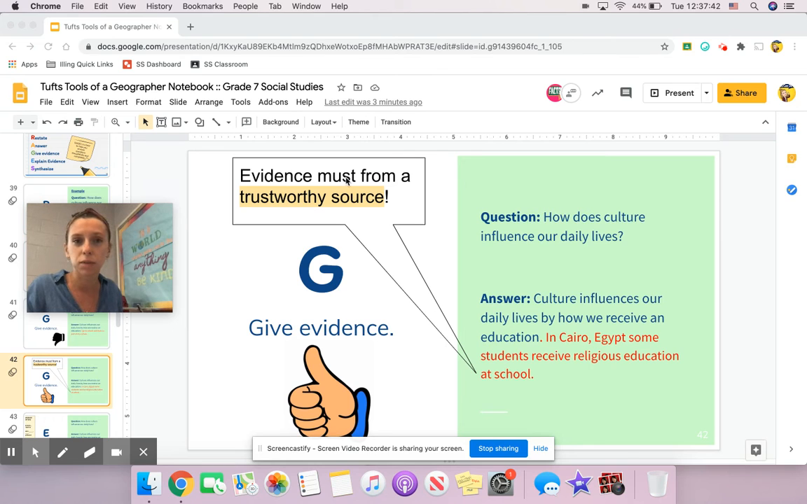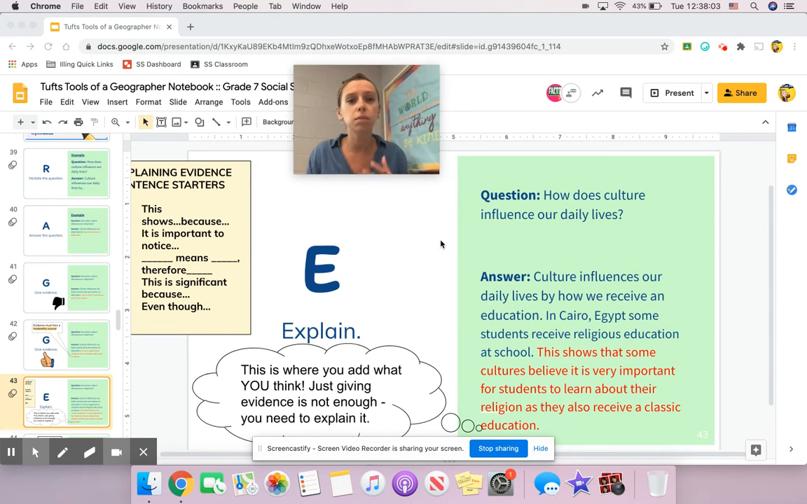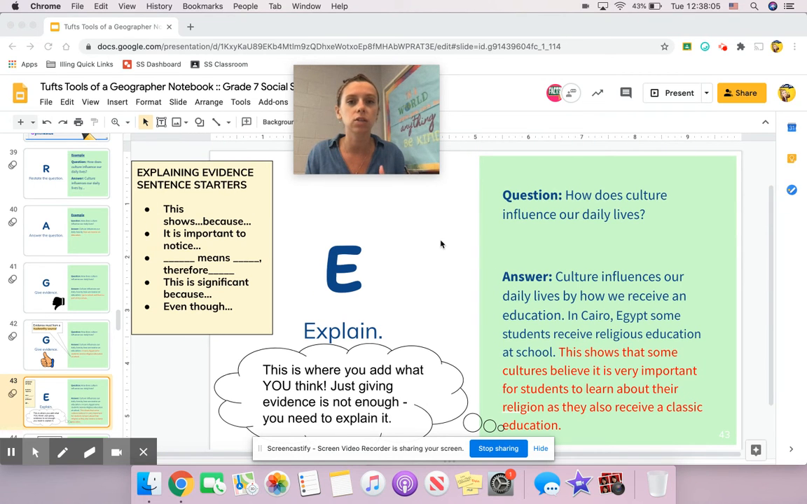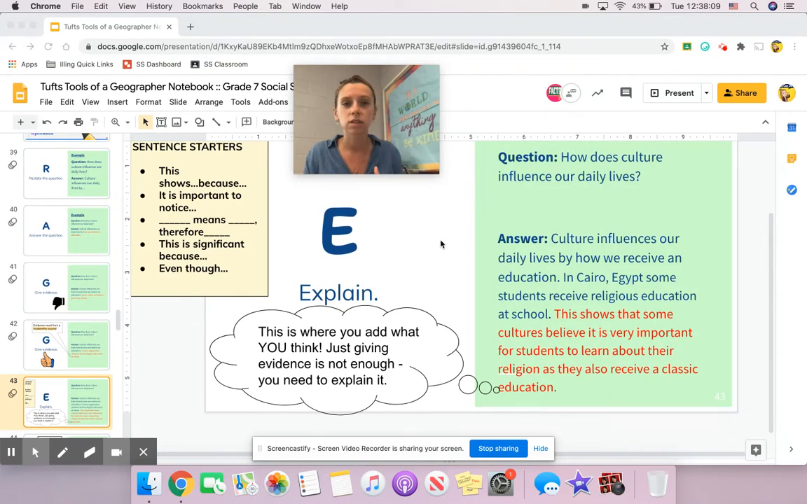Evidence also must be from a trustworthy source. Don't just get it from everywhere. Wikipedia is not a trustworthy source. We'll get more into that this year. So we restated the question, we answered the question, we gave good specific evidence about Cairo, Egypt, but we're not just going to leave that evidence there. We need to explain it, and that's where the E comes in. This can be the most challenging part of RAGES, I think, so make sure you listen carefully to this section. RAGES requires you to explain your evidence.